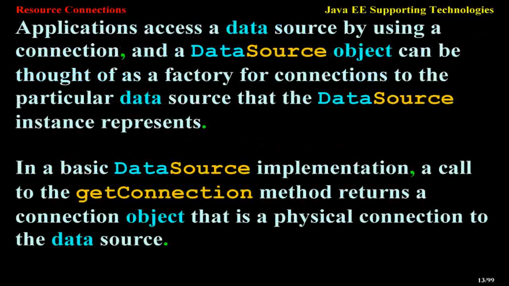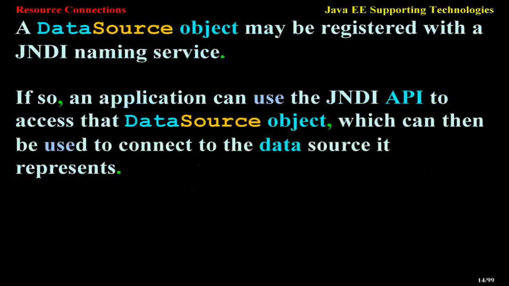Applications access a data source by using a connection, and a data source object can be thought of as a factory for connections to the particular data source that the data source instance represents. In a basic data source implementation, a call to the getConnection method returns a connection object that is a physical connection to the data source. A data source object may be registered with the JNDI naming service. If so, an application can use the JNDI API to access that data source object, which can then be used to connect to the data source it represents.